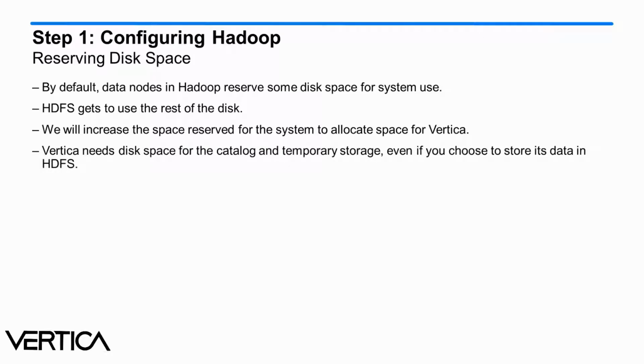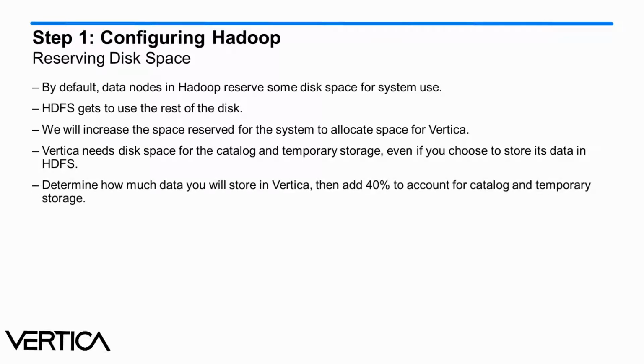Vertica still needs some disk space for its catalog and temporary storage, even if you later configure it to store its data in HDFS. How much disk space you allocate to Vertica depends on how much data you intend to store. You can estimate the disk space you need by determining how much data you will store in Vertica, and then add 40% to account for the catalog and temporary disk space. On this cluster, we have 70 gigabytes per node. To make things easy, let's choose to allocate 50% of the space for Vertica's use.